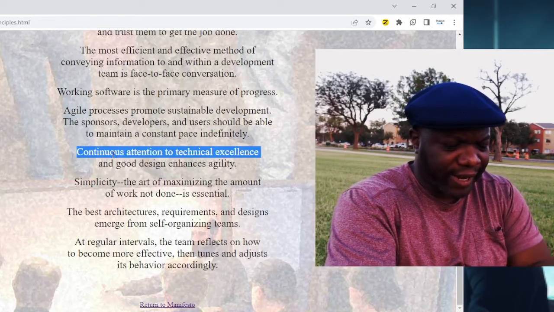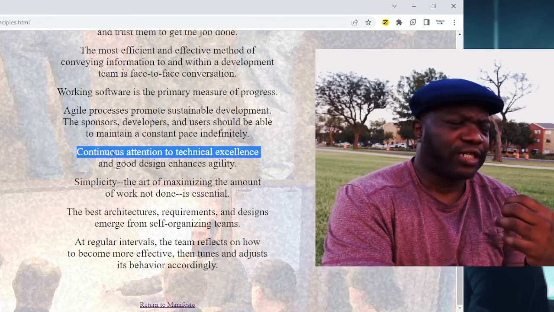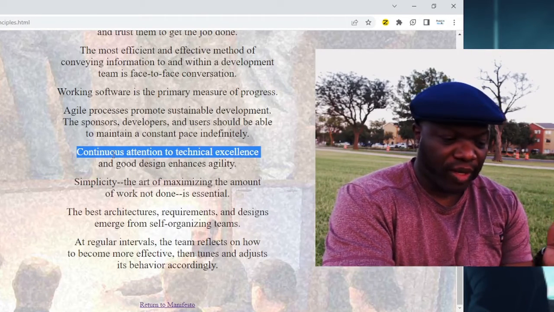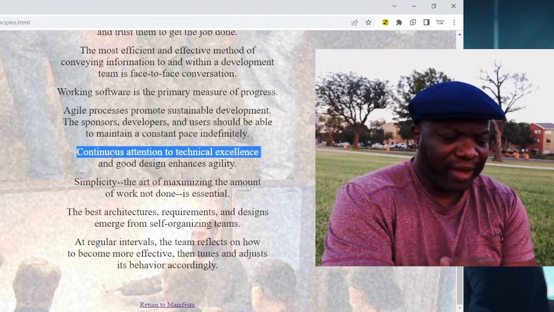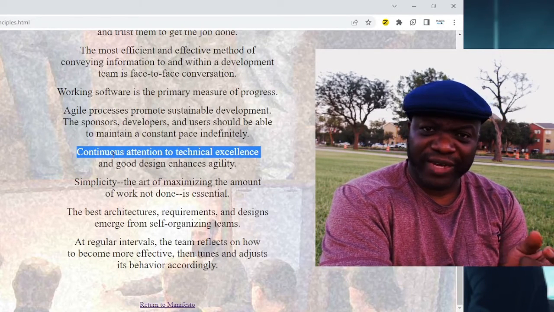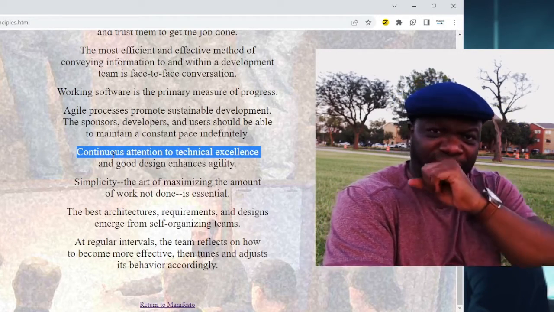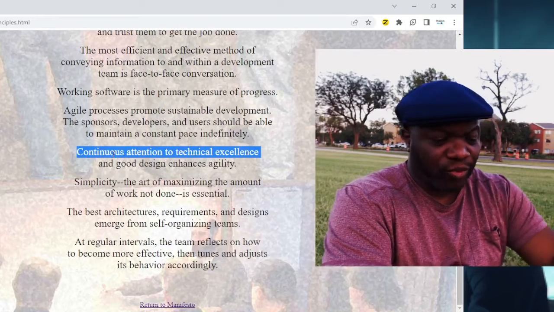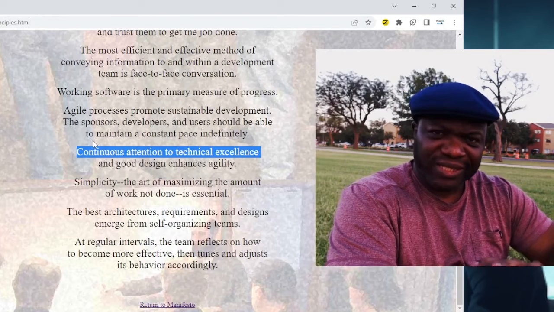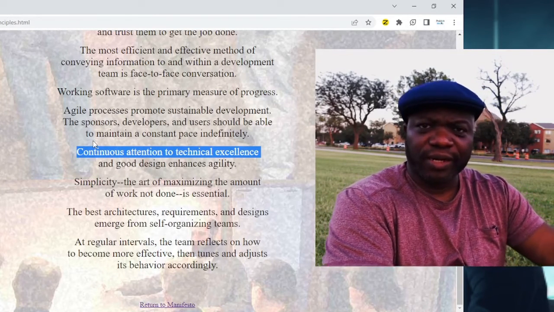Continuous attention to technical excellence and good design enhances agility. Agility originates from the idea of being lean. You want to do the minimum to get the maximum. So when you pay attention to technical excellence and good design, it prevents waste. I'm not saying it avoids waste, but it definitely prevents a whole lot of waste. And that's why you should be technically excellent. Don't do a shoddy job.